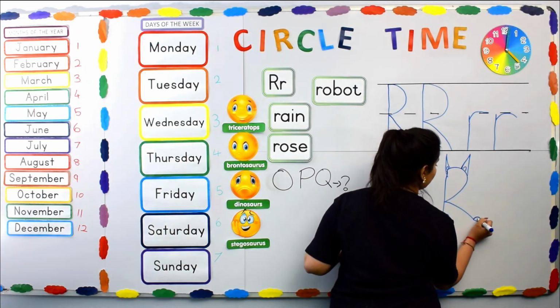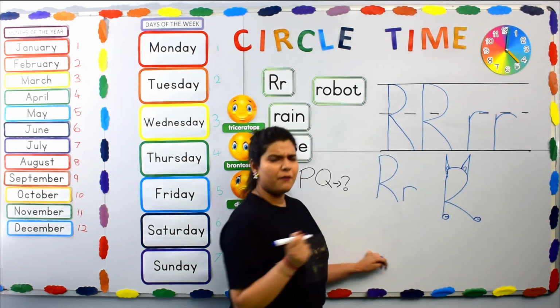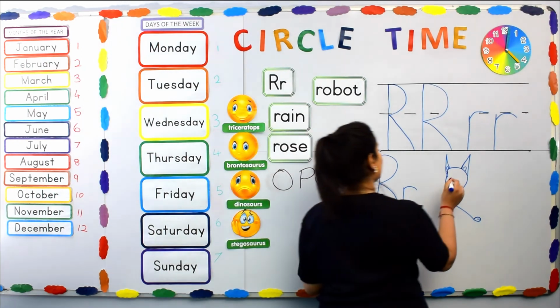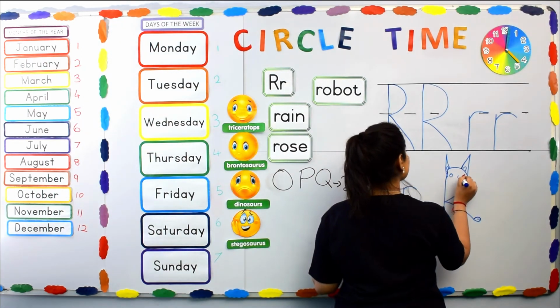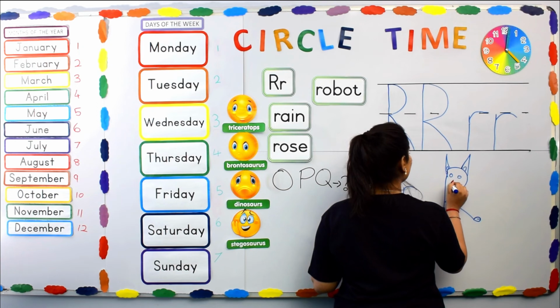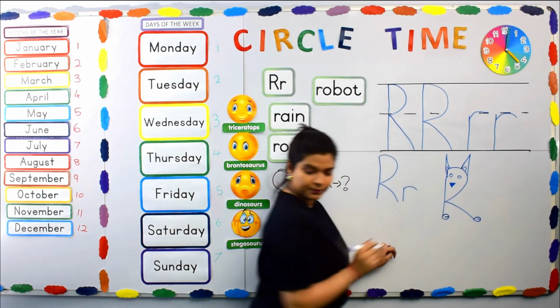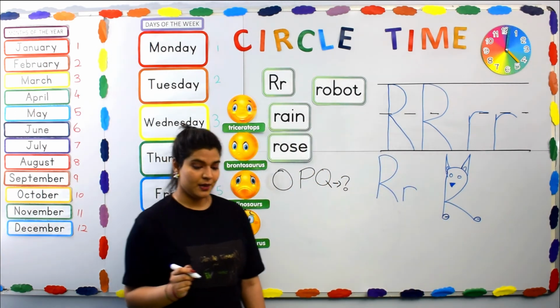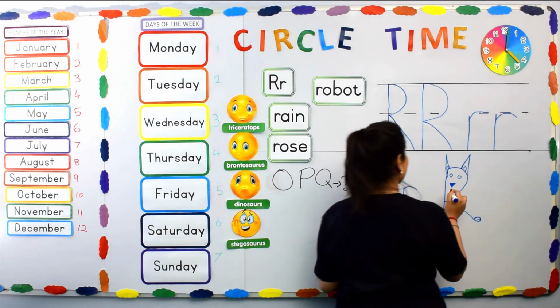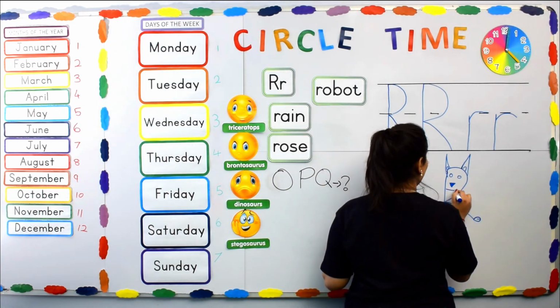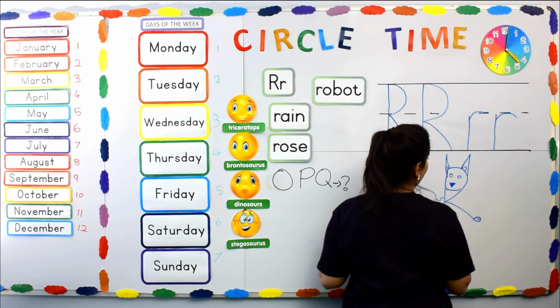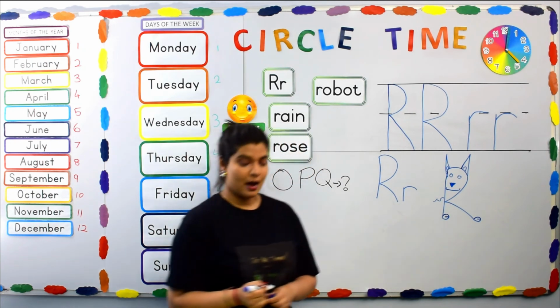One, two. A face. Two little eyes. And a cute little nose. What do you think is missing? Very well done. A smiley face. And a tail. That is our rabbit.